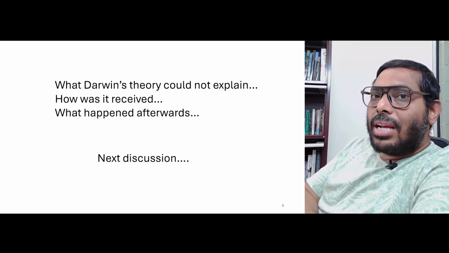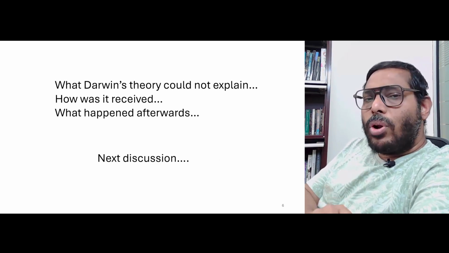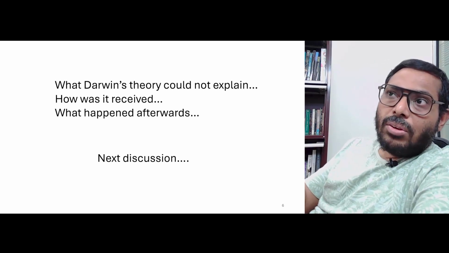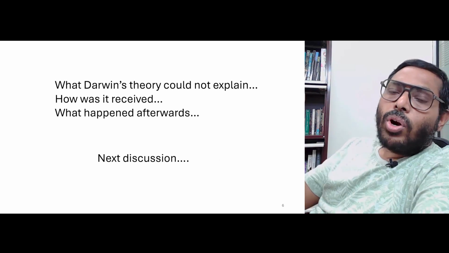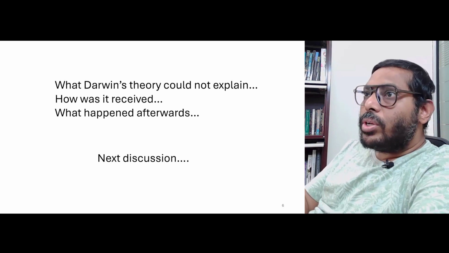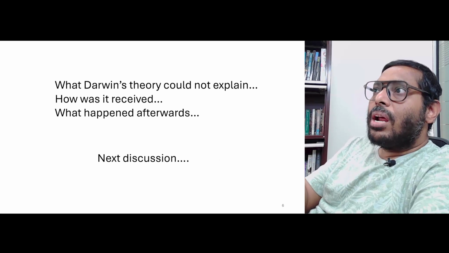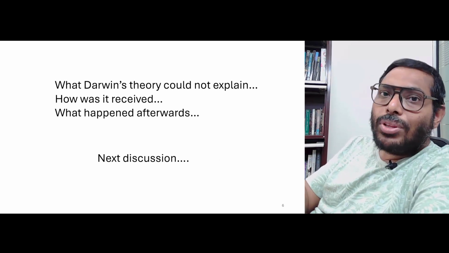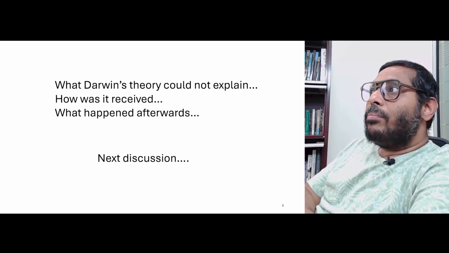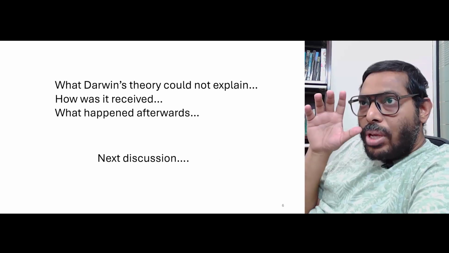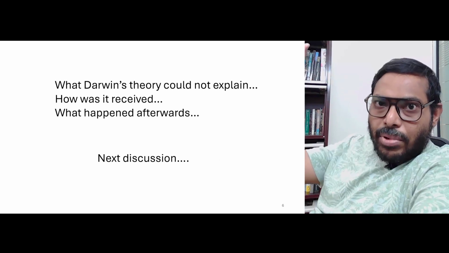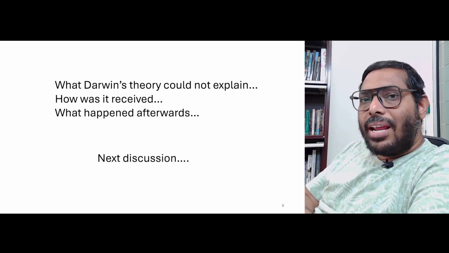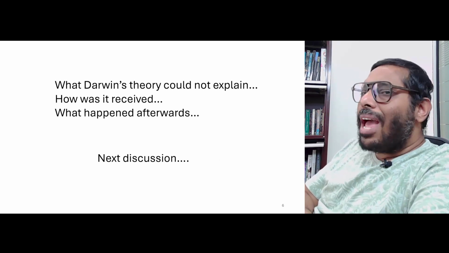So, what are the things that Darwin's theory could not explain, and more importantly, how exactly was it received? Because as you saw, what Darwin was saying was very different from what the rest of the people were saying. Darwin's theory essentially, barring the origin part, does not really invoke God at any place. It does not require the hypothesis of God. So, obviously, people who were believing in creation by some kind of a deity were in a lot of pain. So, how exactly did they react? And more critically, what happened after that?